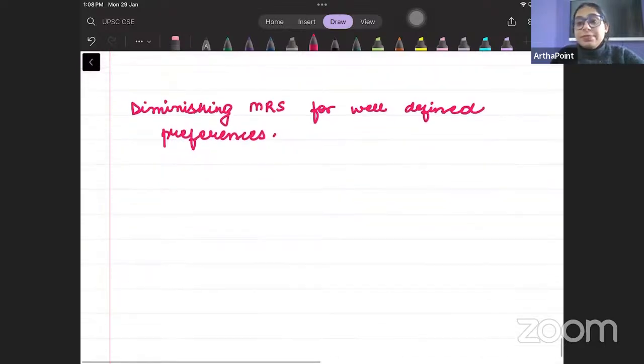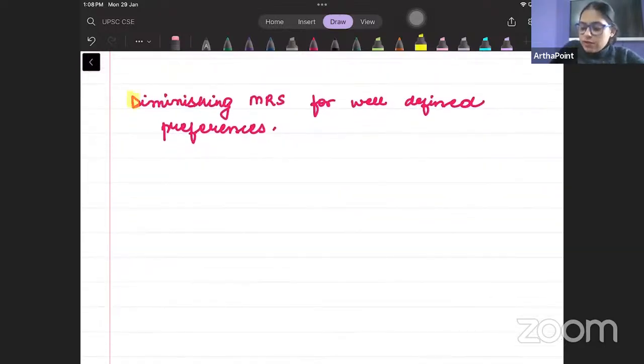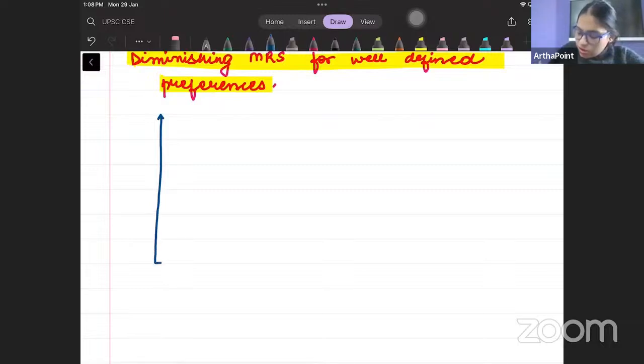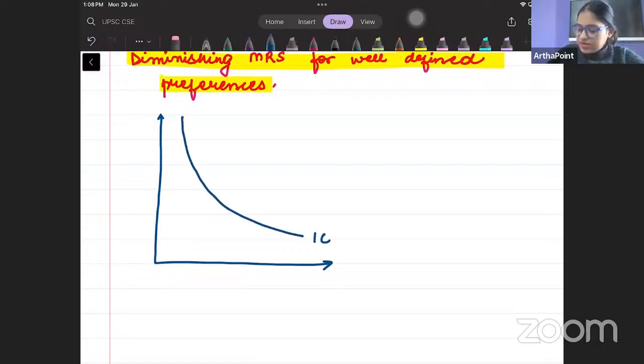We have diminishing MRS for well-defined preferences. Yes, children, what is diminishing MRS? Now just see the concept here. Suppose I draw a well-defined indifference curve. This is my well-defined IC. And I am moving from point A to B to C.